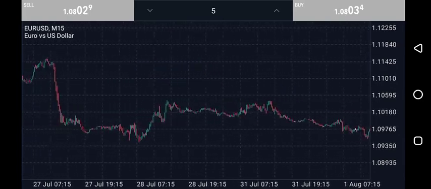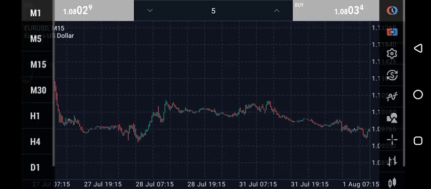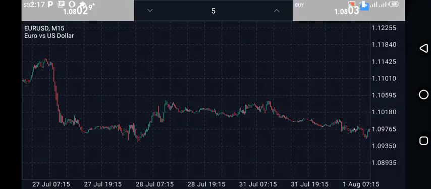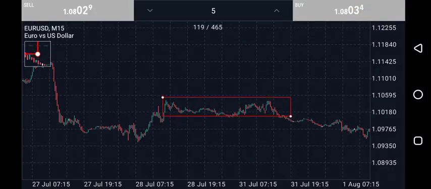If you keep on going, you can see another form of liquidity again here. You see, this is liquidity. This is liquidity. The box is liquidity.